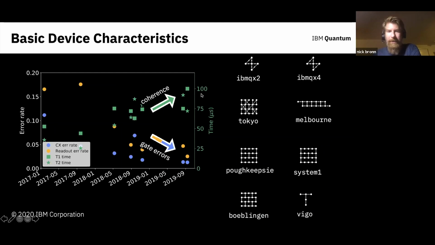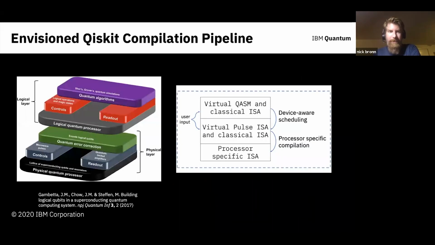So we're above 100 microseconds for T1, T2. And the error rate is down to more or less 0.1% for single qubit gates and 1% for 2 qubit gates. So this is where we're making the improvements as we're improving everything and enabling pulse access.